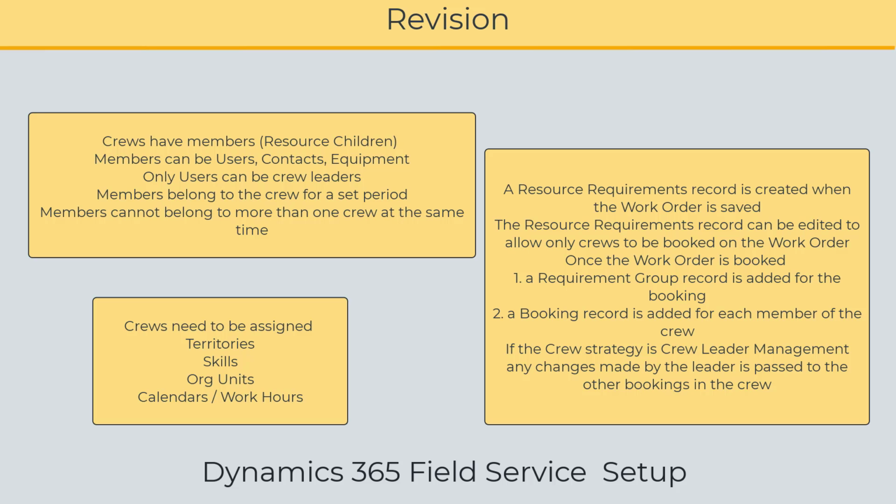Once a work order is booked, a requirement group record is added for the booking. A booking record is added for each member of the crew. If the crew strategy is crew leader management, any changes made by the leader are passed on to the other bookings in the crew.